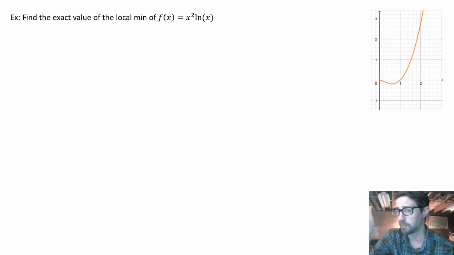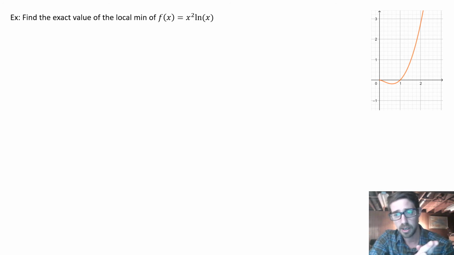And this is a place where your calculator would fail you. You can use your calculator to find what it is as a decimal, but if you just put that, I know that you just use your calculator and you don't get any points. You have to use your calculus to figure out the exact value, exactly where is that local min you see.